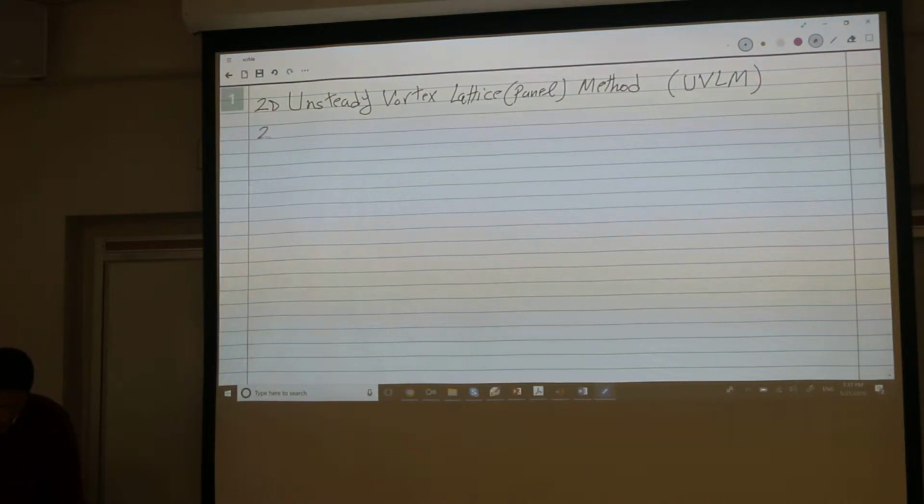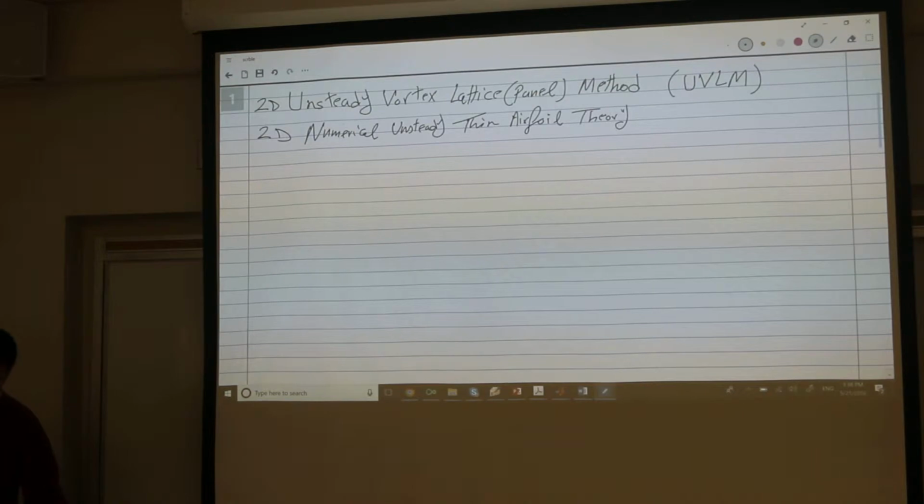So another name is the 2D numerical, unsteady, linear foil theory, although we can handle thick foils, that's fine. By this we mean we have, say, here is your foil, and we have some camber line.